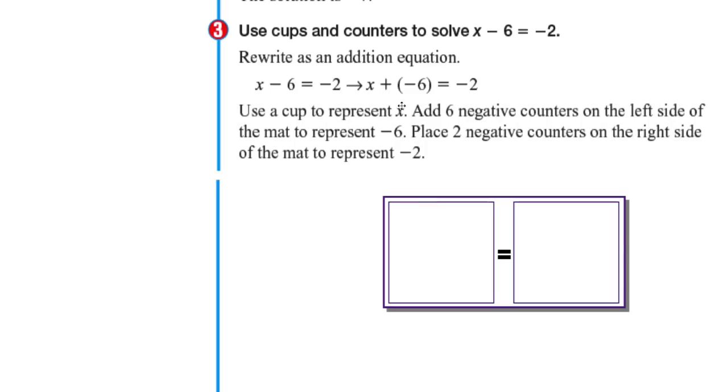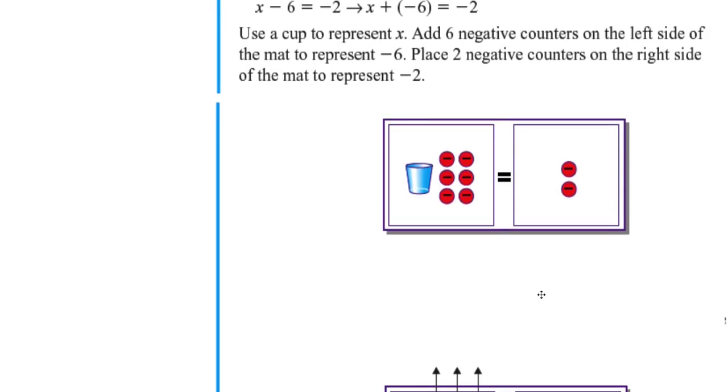So use a cup to represent x, add 6 negative counters on the left side of the mat to represent negative 6, as what you have here. And then place 2 negative counters on the right side of the mat to represent negative 2. So we want to get rid of our negative 6 counters. So here you have x plus negative 6 equals negative 2.